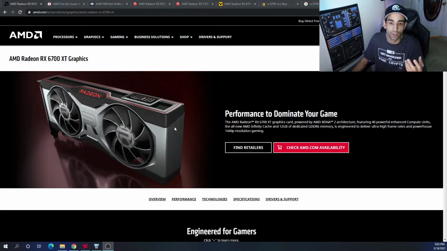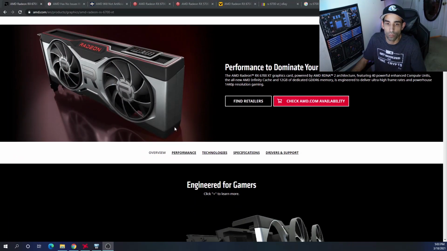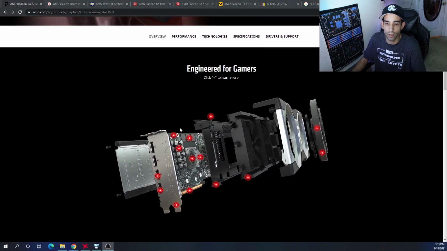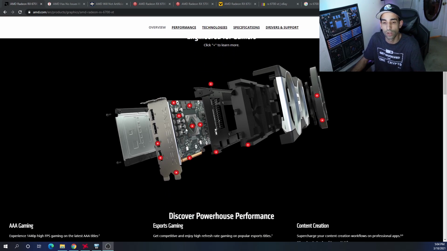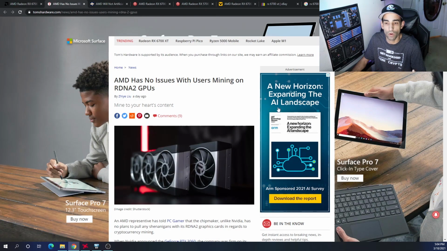First off, this GPU, just like the 6800, 6800 XT, and 6900 XT, the reference model is really a beautiful card. It gets the job done as far as thermals, but we want to know more about the performance. Well, first let's talk about what AMD mentioned.